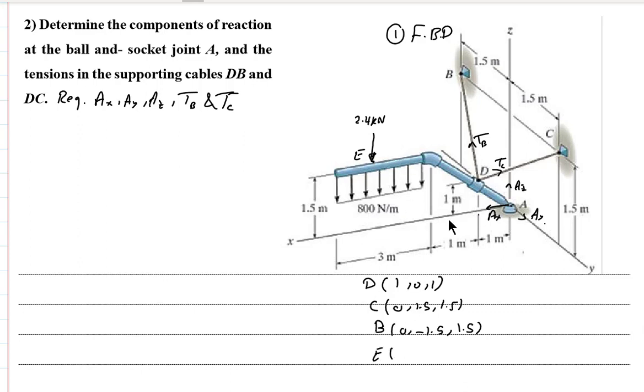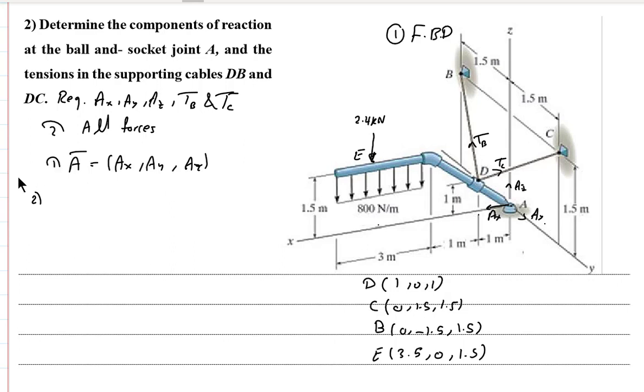E is 1 and 1 is 2, and we will put E in the midway here, so it will be 1.5 plus 2, it will be 3.5 in the X coordinate, and the Z coordinate should be 1.5, okay, 0 and 1.5. Let's now take the second part, which is all forces must be written in their Cartesian form, starting from the ball and socket joint at A.